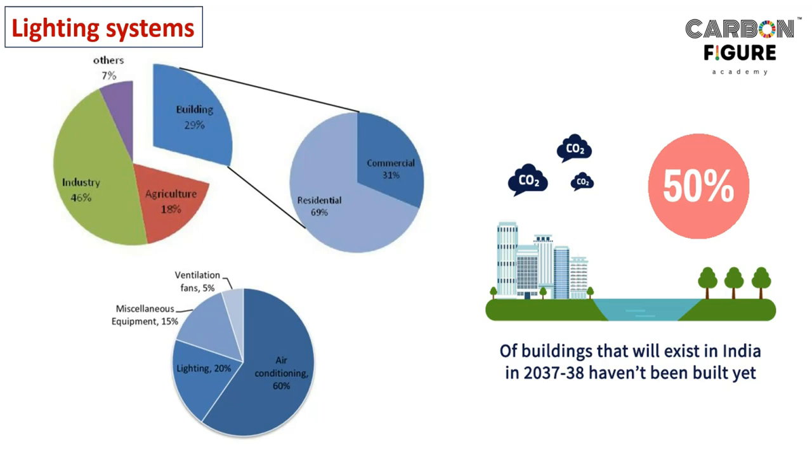So if you want to focus on reducing your building's energy consumption, then you have to focus primarily on HVAC systems, secondarily on lighting. In this module, we will be talking about the lighting aspects only. There is an interesting fact that 50 percent of the buildings that are going to exist in India between the years 2037 and 38 have not been built yet, which means you can understand how rapidly infrastructure development is happening, right?